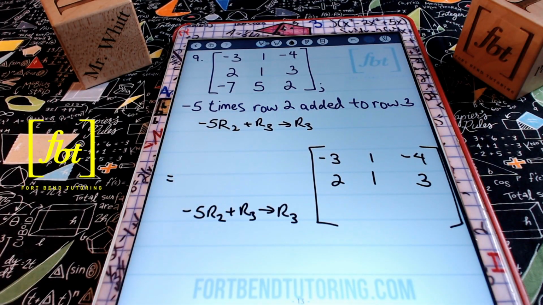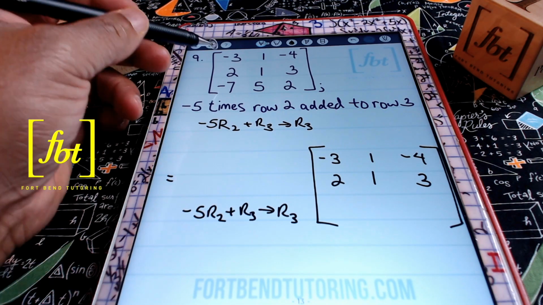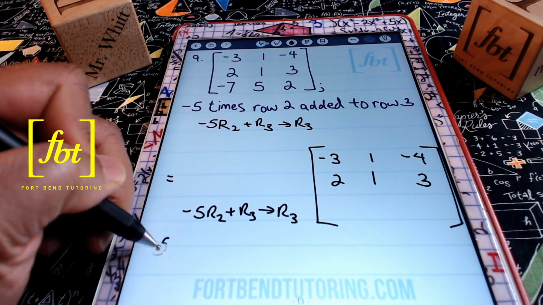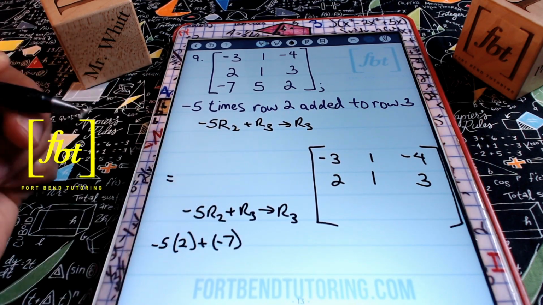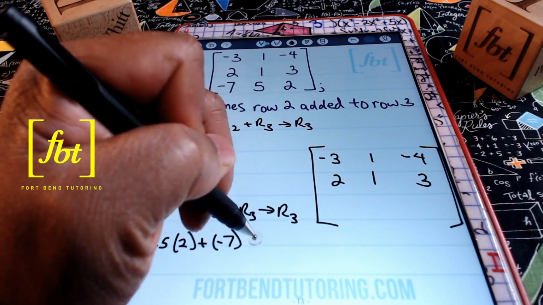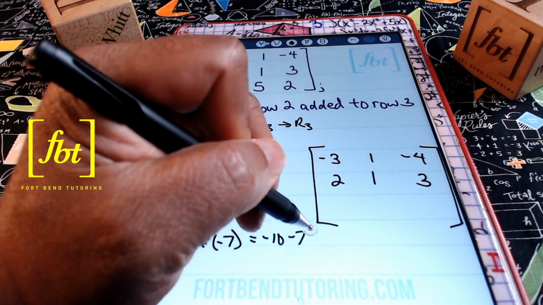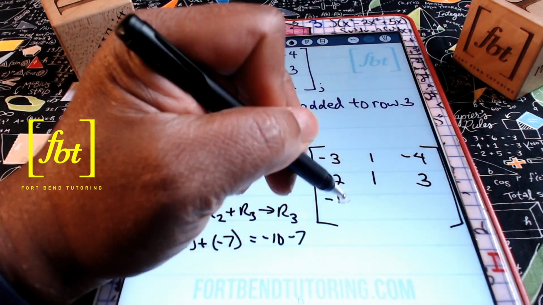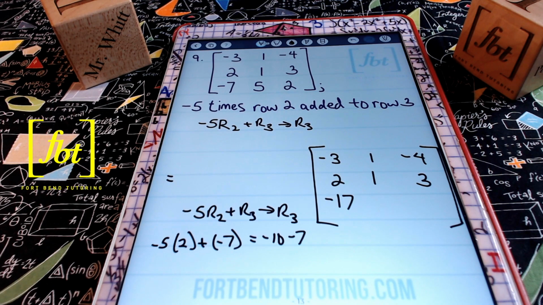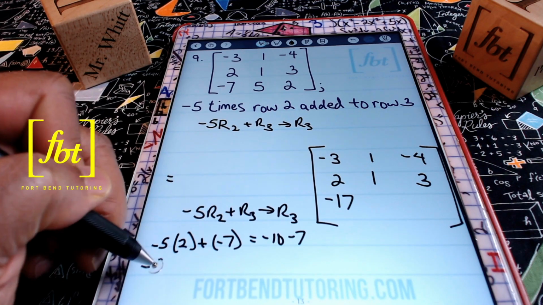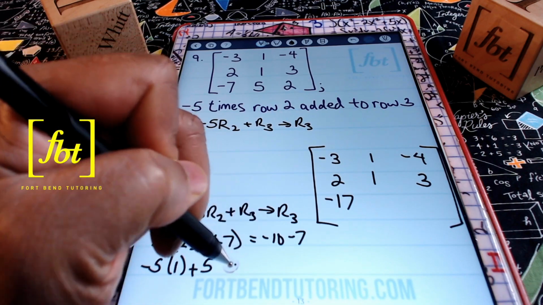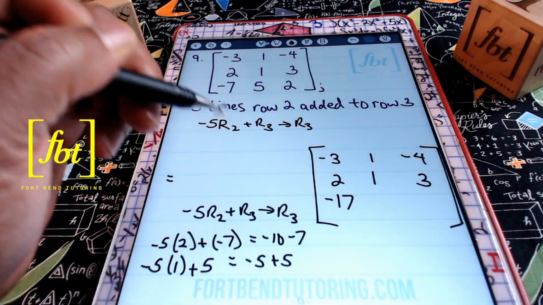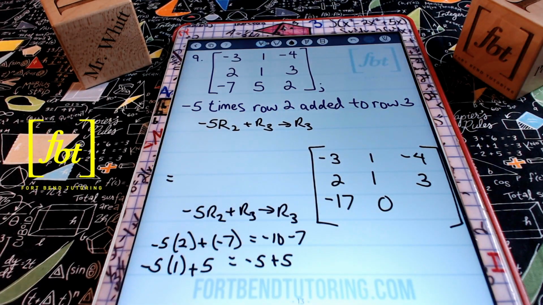And then when it comes to row 3 in our resultant matrix, we'll need to multiply -5 times 2, then add -7 to this. Okay, so that means that we'll have -10 minus 7 to give us a result of -17 for that first element in our new row 3. Then we'll continue on by multiplying -5 times 1 and then adding 5 to that product. So you'll end up with -5 plus 5, and we know that that equals 0, just like that.